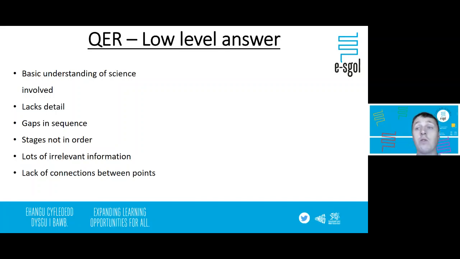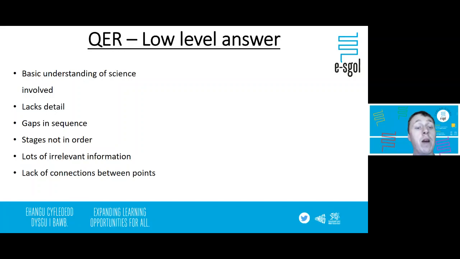What typically constitutes a low level answer? Well, think about your structure. If you demonstrate a basic understanding of science involved with very little detail, and you might have lots of gaps in the sequence, you're starting to put yourself into that lower level of answering. If you don't sit and think about how to structure your answer so that the stages are not quite in order, again, you're putting yourself into a low level answer because you're missing that extended reasoning.